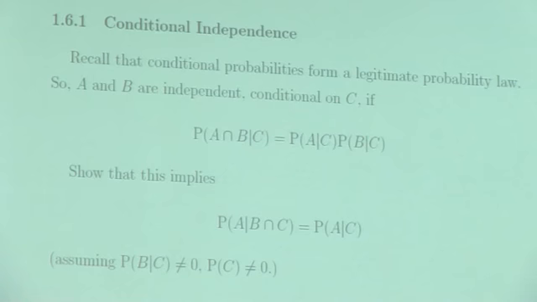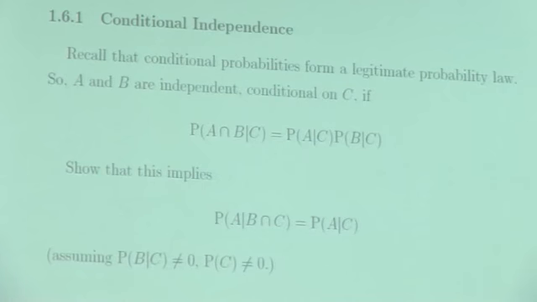Every other result, every other theorem, every other rule carries on as long as you keep C in the conditioning. Let's show something that's kind of intuitive. The probability of A given B and C, if A and B are conditionally independent, conditioned on C, is nothing but probability of A given C. How do we do this? Again, of course, we'll use the definition of conditional probability.